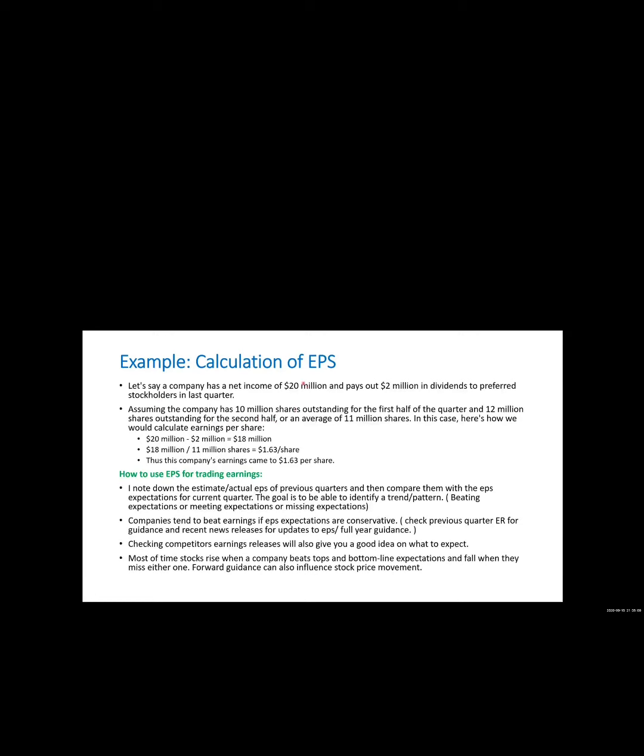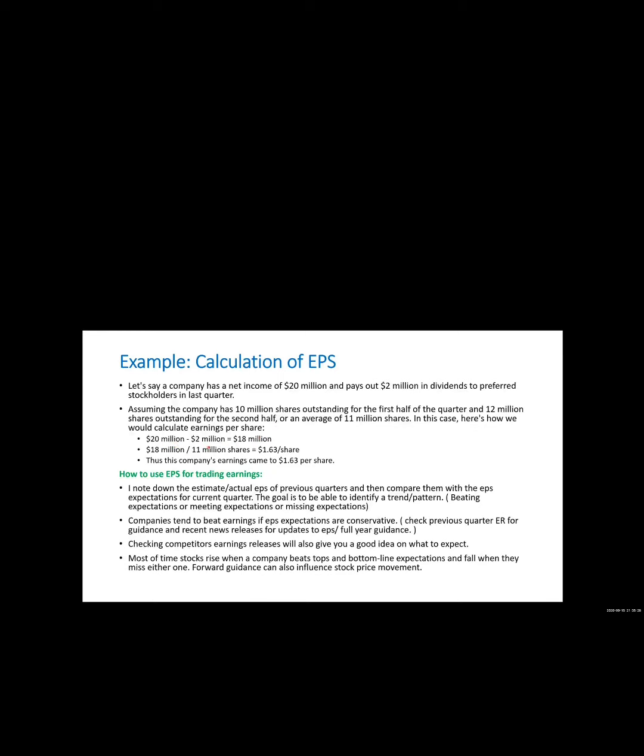To calculate earnings per share, if you don't have an exact number, you can take the average of these two numbers. Take the average of 10 million and 12 million, divide by 2, and you get 11 million shares as the average. So in this case, here's how we calculate the earnings per share. 20 million is the net income, and 2 million is the dividends paid. The first part of the formula is to take the difference between net income and dividends paid, so you get a value of 18 million.